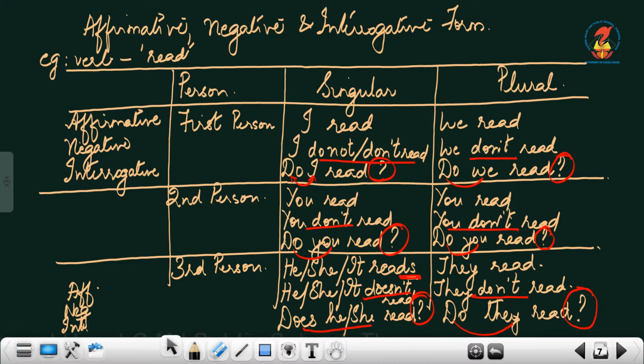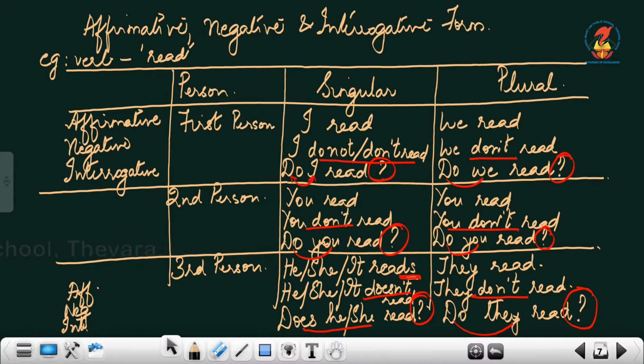Then, the third person is what? He, she, it in the singular form, and when you have to express it in the plural form, it becomes they. So, he, she, it reads. Now, see here it is a subject verb agreement. Remember, I told you to remember the subject verb agreement. Here your verb changes when your subject is singular. But when you express it in the plural, you see the change in the verb. It is they read. So here your subject is plural and your verb is in the base form.